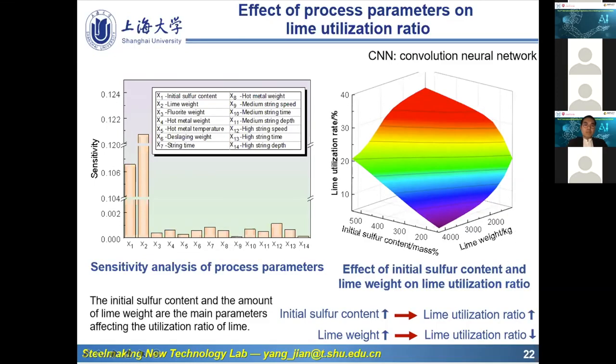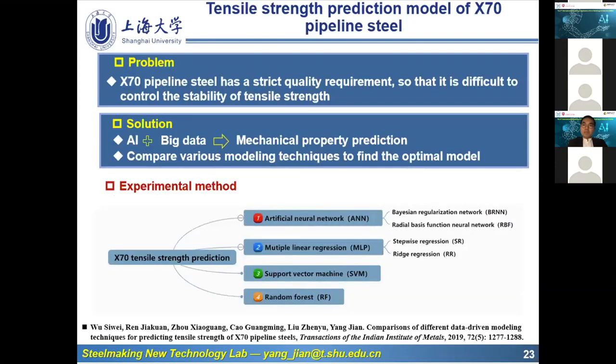Okay, and I'd like to show you the tensile strength prediction model of the X17 pipeline steel. The X17 pipeline steel has a very strict quality requirement, so it is difficult to control the stability of the tensile strength. To solve this problem, we use AI technology combined with big data to make the mechanical property prediction, to compare various modeling techniques, and to find the optimal model.